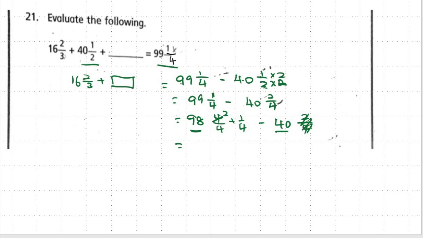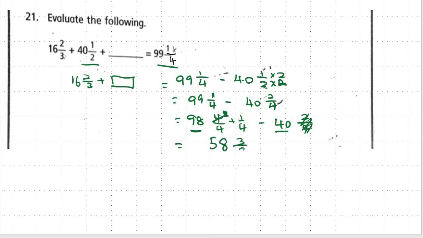You get 80. Sorry, how can 98 minus 40 become 80? It's 58. Sorry, it's 58. So here is actually 58. Then what? Here is 2 add 1, right?